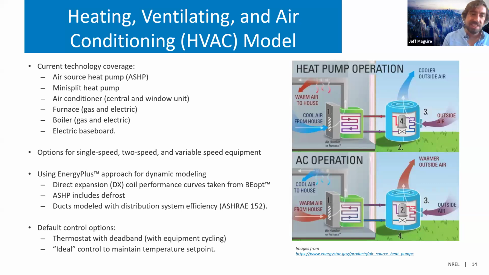The default control options here are doing thermostat with deadband, and then we can do kind of ideal control to maintain set point. The ideal control is kind of closer to how variable speed equipment operates, where it'll try to modulate to perfectly maintain the set point. We'll also use ideal control if you're trying to do simulations at pretty large time steps where you might actually have multiple cycles over the course of a time step. But if you run with shorter time steps, then we will actually account for having a thermostat with a deadband, and you'll get more real equipment cycles.